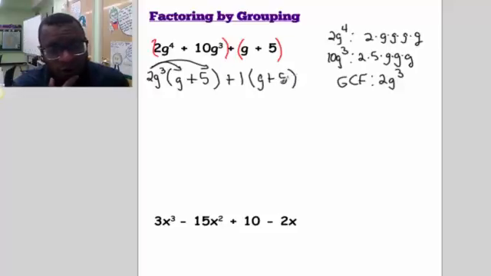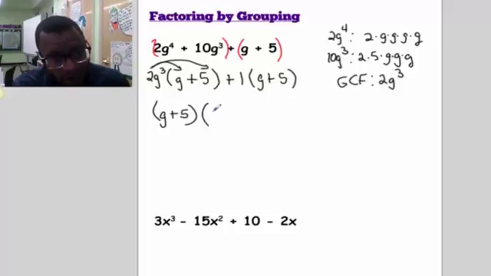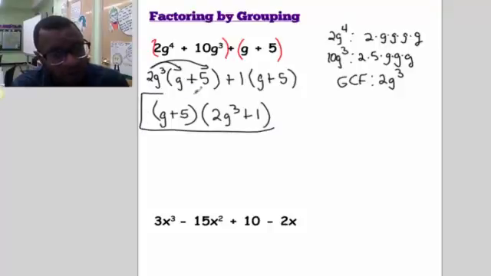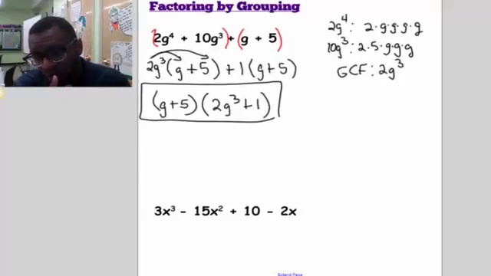And so now we see that we have a common binomial factor, or CBF, and so we're going to factor that out. And I'm going to group my remaining terms together. Okay, and so this is my resulting factored polynomial. Okay, so now let's look at one last example.